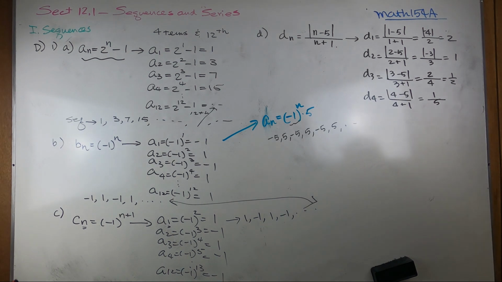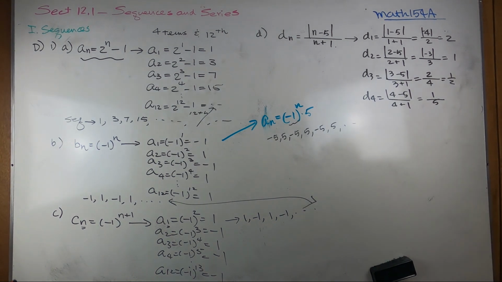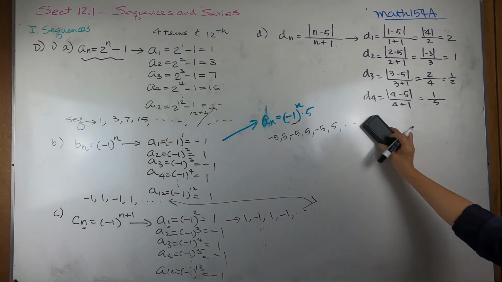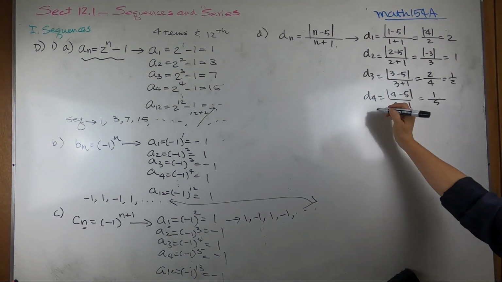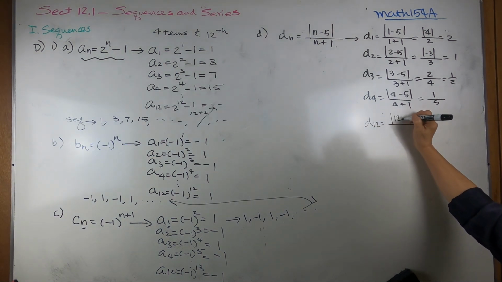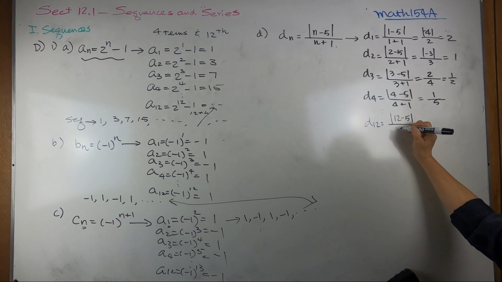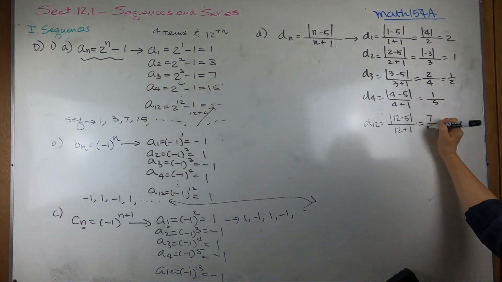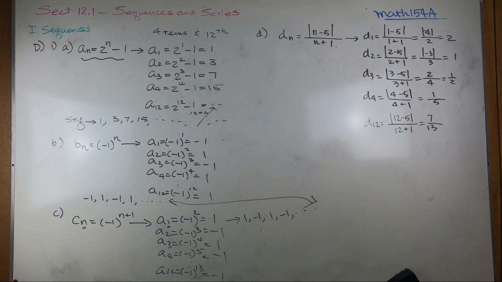So all you need is just plug in your symbol as it says, right? And if D12, then that would be what? (12 minus 5) over (12 plus 1). That would be what? 7 over 13. That's all you need to do. Just plug in.